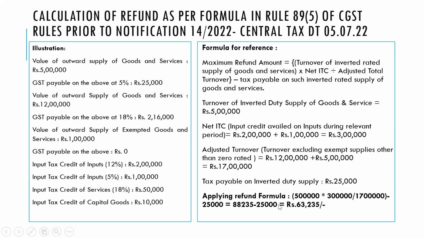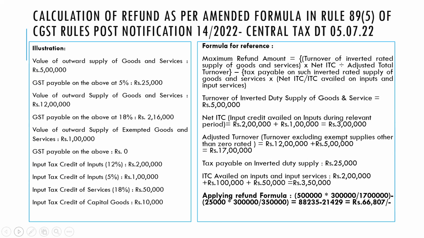So applying this formula, we get the turnover of inverted duty supply, that is 5 lakh, into net ITC, that is 3 lakh, by adjusted total turnover being 17 lakhs. The total of this is 88,235, minus the tax payable on the inverted duty supply, which is 25,000. So the net refund is 63,235.